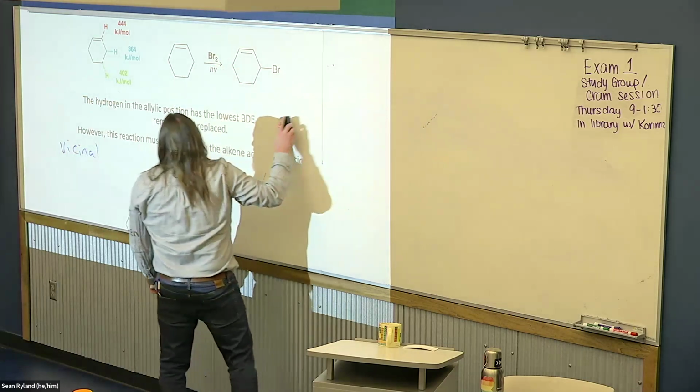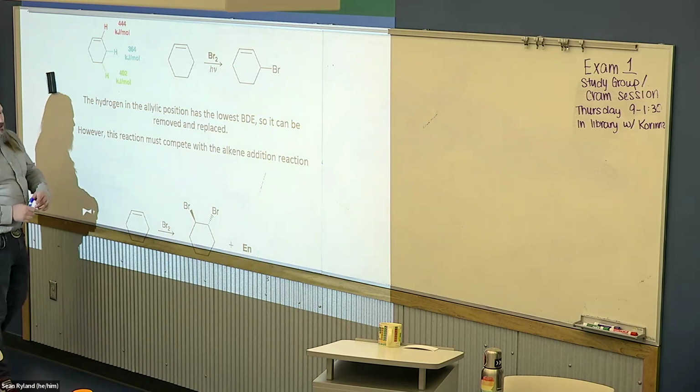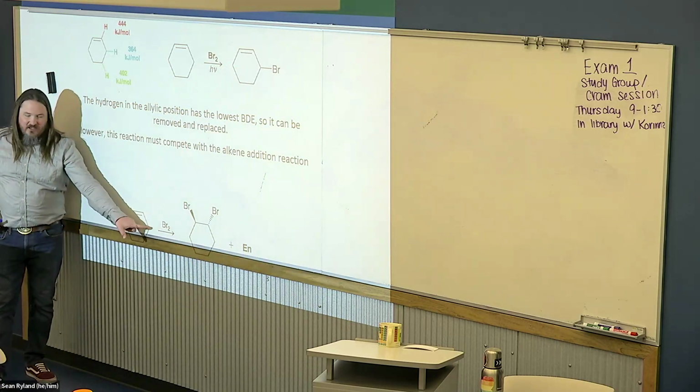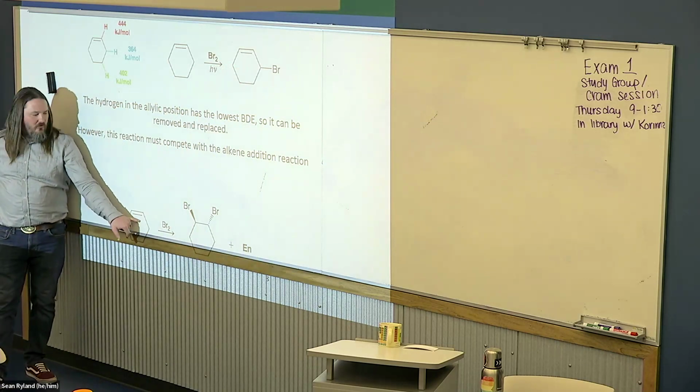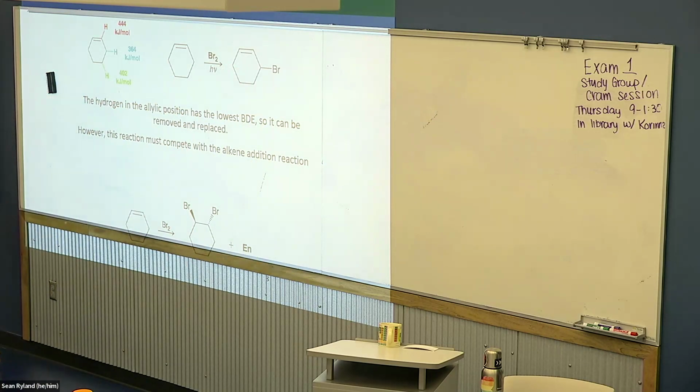We need this reaction to go in a way that we're going to minimize this. Well, this is a second order reaction. It's first order in cyclohexene, first order in bromine. So if we want that reaction to go slowly, what could we do? How do you control the rate of second order reactions?